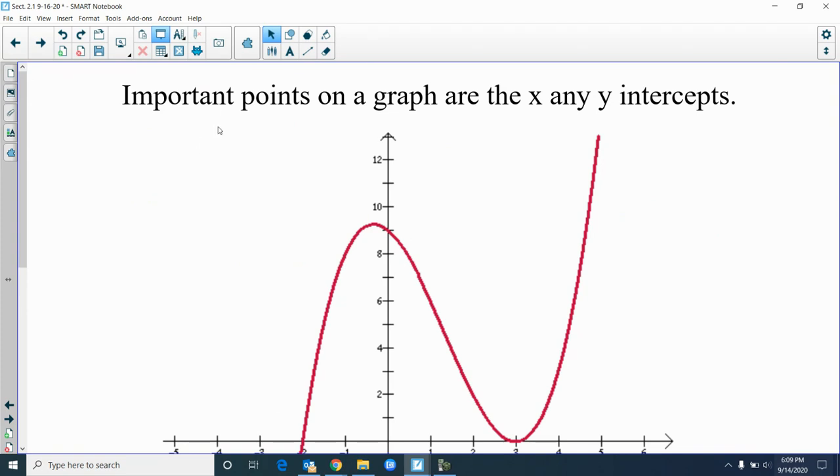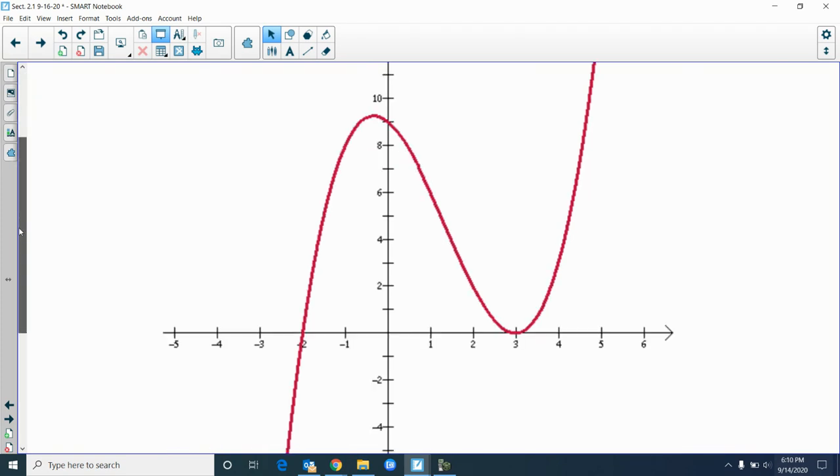So some important points on a graph are the x and y intercepts. Just looking at this figure, x-intercepts are where the graph hits the x-axis. So right here, the x-intercept is -2, 0. This x-intercept is 3, 0. It does have a y-intercept. The y-intercept is 0, 9.